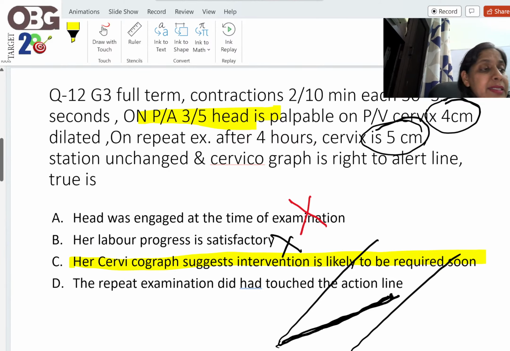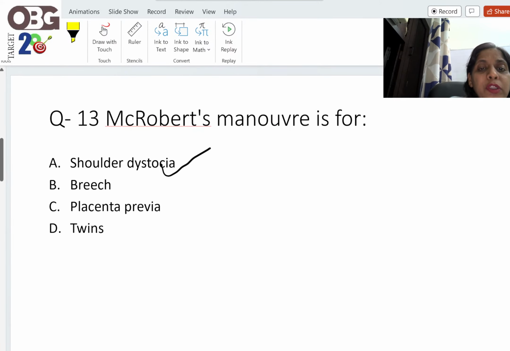And on the repeat examination, did the head touch the action line? No. As the alert line and action line gap is of 4 hours, if it is 1 centimeter dilated, then there must be some slope. It will touch the action line only if it is constant, if there is no dilatation for the 4 hours. Okay, McRoberts maneuver is for shoulder dystocia.